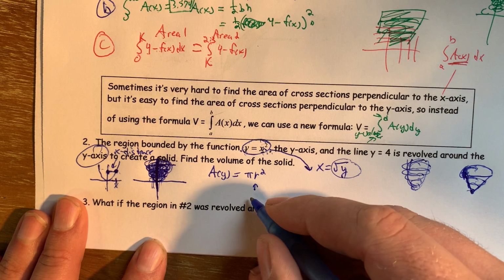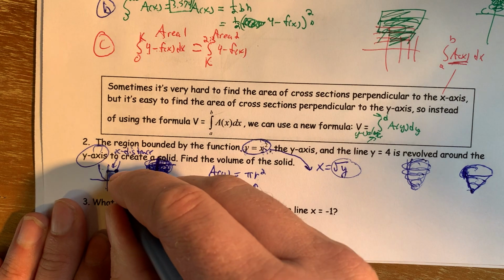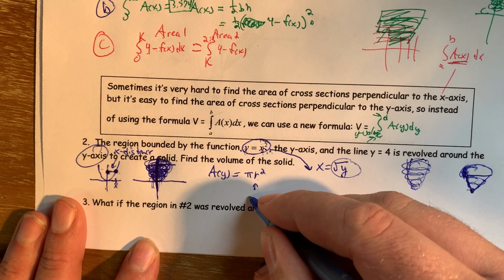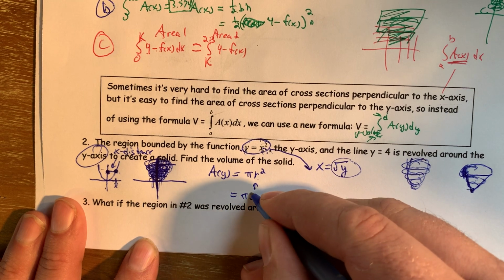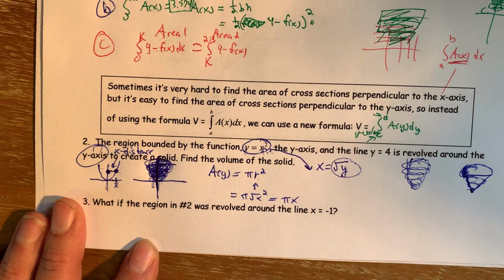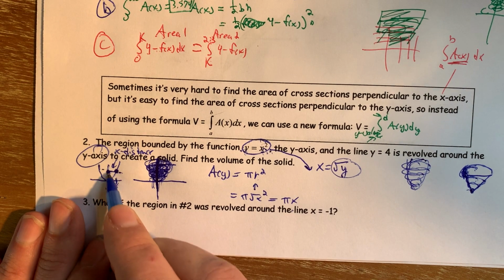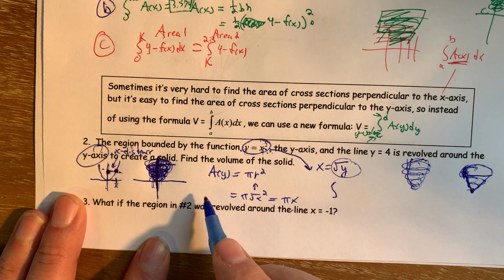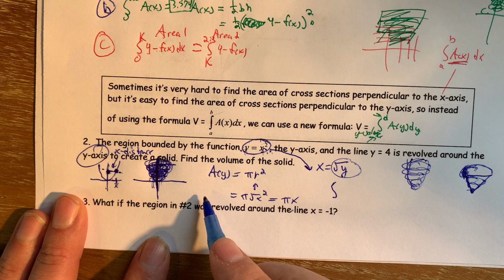And that is my radius. The radius of each of these circles will be this x distance. So this is equal to pi times the square root of y squared, which is just pi times y. And that's the area at each y value. Now, I'm going to set up my integral. It's not going to be the integral, let's see.